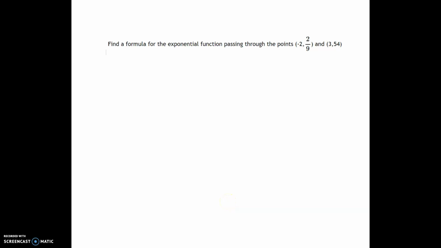Okay, so if we want to find an exponential function, then our answer will look like this. Y equals ab to the x, where x and y are variables, and a and b are parameters. So we've got to find a and b. That's our goal. So we know that if these points are on the graph, that when y is 2/9, x is -2. And also when y is 54, x is 3, okay? So we know that to be true.